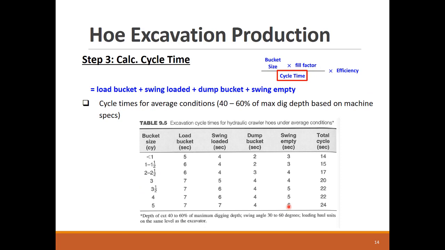The third step is to estimate the excavator total cycle time, which includes the four main repetitive steps we discussed before. The shown table shows the typical times of each cycle step and the whole cycle time for different bucket sizes. The excavator will need longer cycle times to fill, swing, and dump bigger bucket sizes. These cycle time values are valid for specific operation conditions in terms of the digging depth and swinging angle.